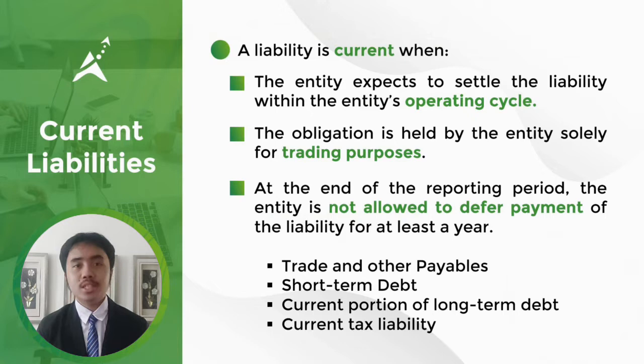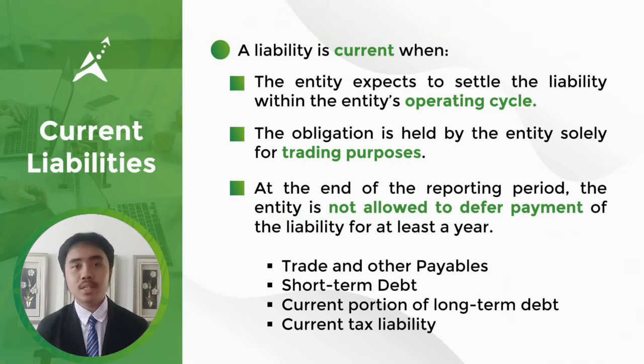Next, a liability is current when the obligation is held by the entity solely for trading purposes. This includes payables that are part of the working capital used in the operating cycle of the business, which are the trade and other payables, accruals for employees, and other operating costs. Lastly, the entity is not allowed to defer payment of liability for 12 months at the end of the reporting period. Liabilities that do not have the right to postpone the payment beyond 12 months after the reporting period will still be considered short-term obligations.